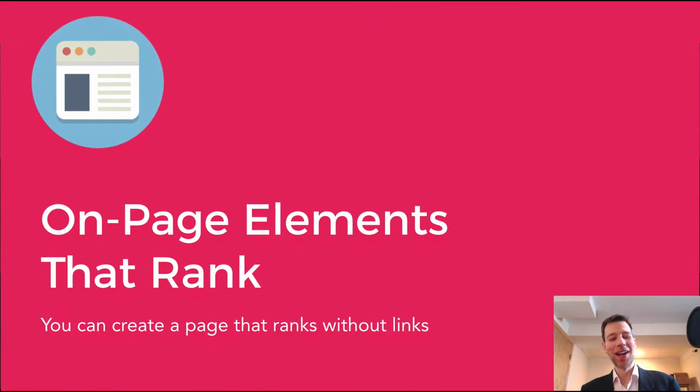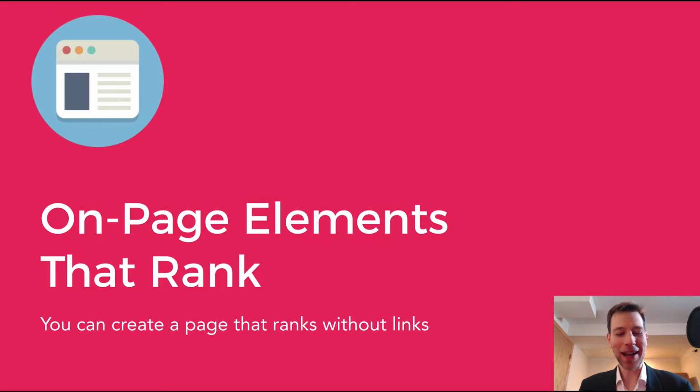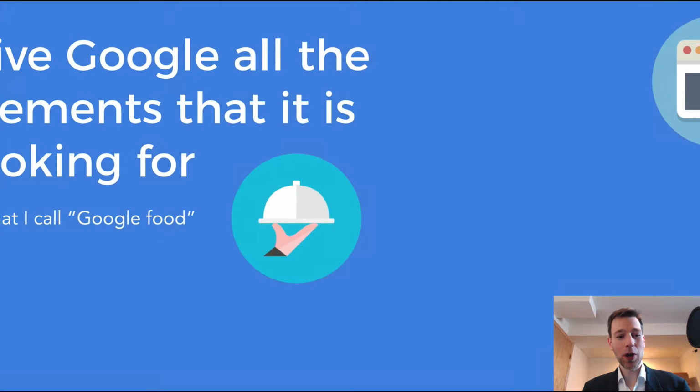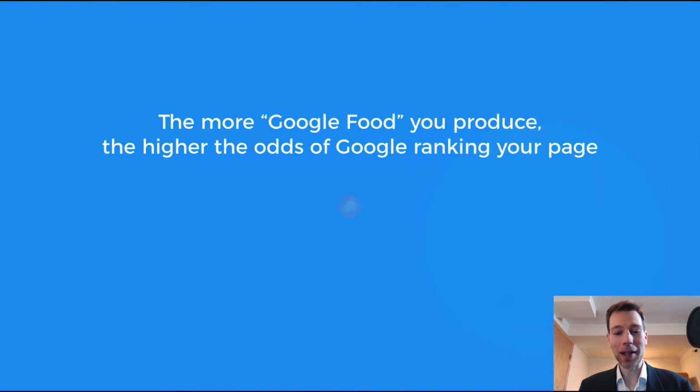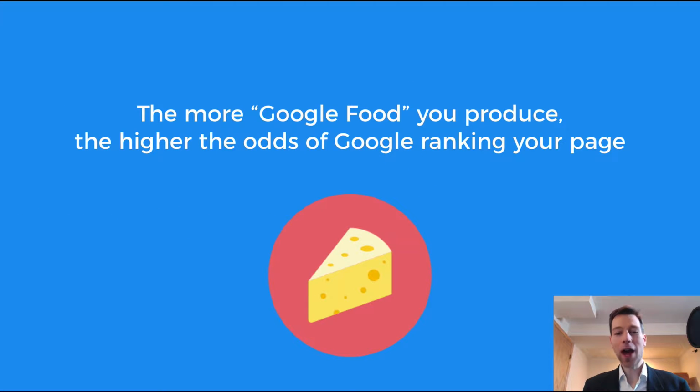Now let's move on. Let's talk about the on-page elements that rank, so that you create a page that is so good in the eyes of Google that it could rank without links. So what you want to start with is giving Google all what I call Google Food. So we're giving them elements of Google Food, and the more elements that Google finds, it's like, oh yeah, I'm looking for this, and you give it to them. Oh, I'm looking for this, you give it to them. I'm looking for this, you give it to them.